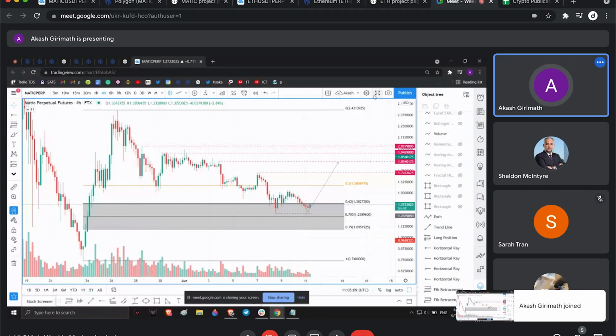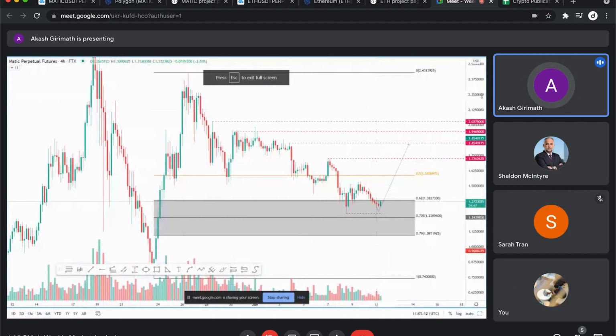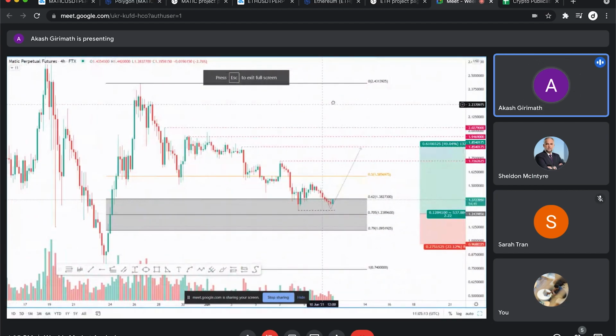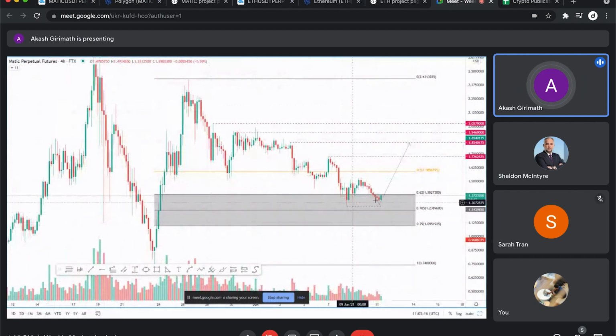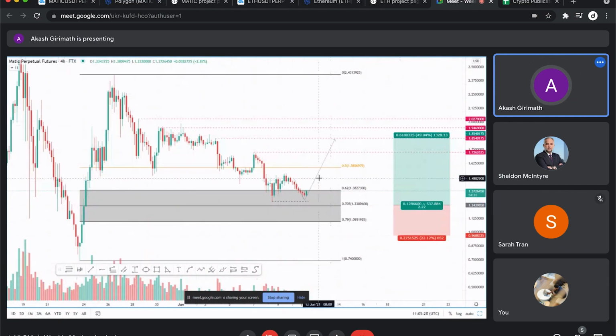Awesome. So the chart hasn't changed much since the last time we discussed. It's currently in this buy zone that I'm looking at. It's forming a bottom here. It could be equal lows or a lower high. Then I'm expecting it to go higher.